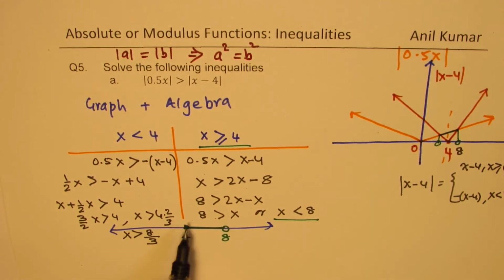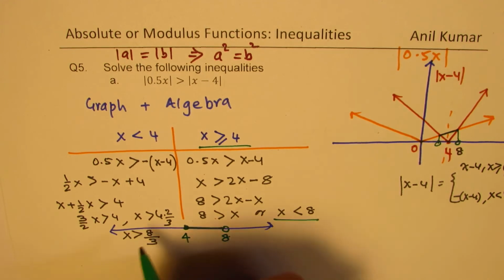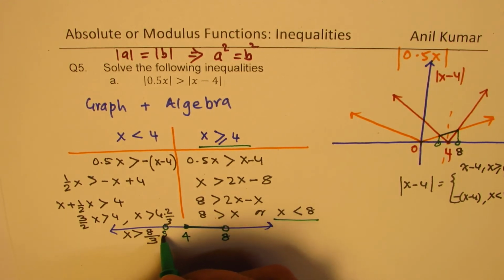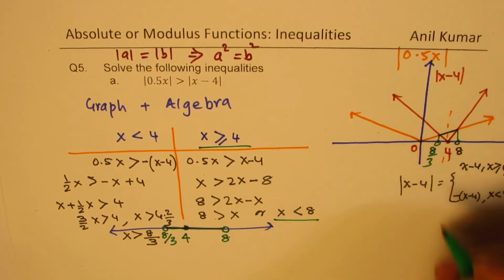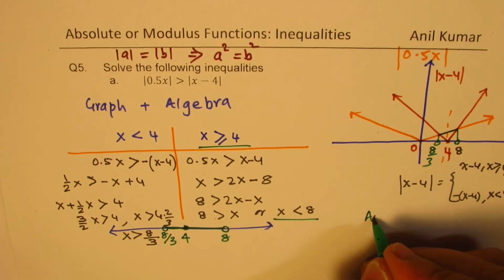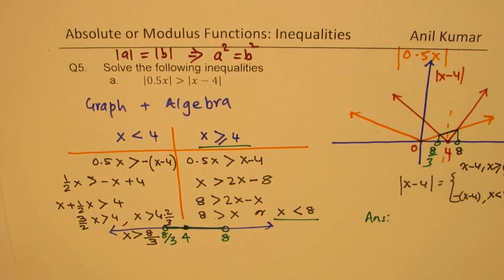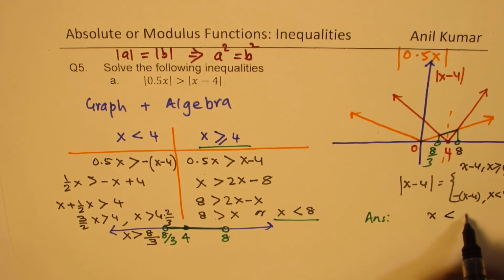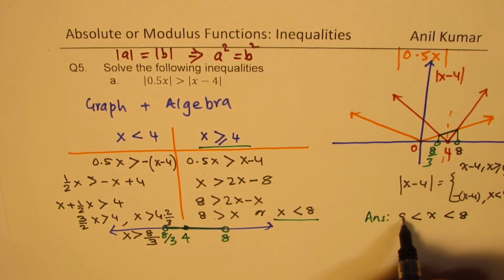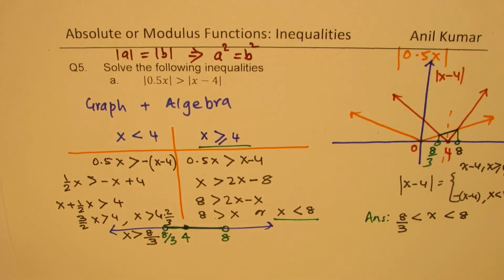Perfect. So on this side, when we're talking about less than 4, we have a value of x which is greater than 8 by 3. So this point here will be 8 by 3 for us. So this point here is 8 by 3. Do you see that? So we get our solution, and the answer in this particular case is going to be that the value of x is less than 8 but is greater than 8 by 3.